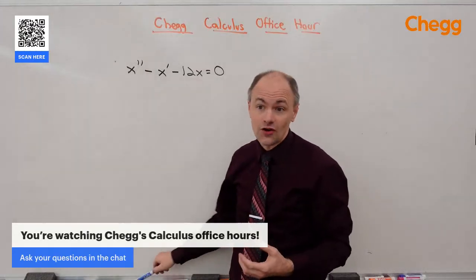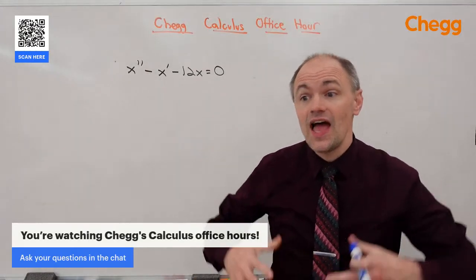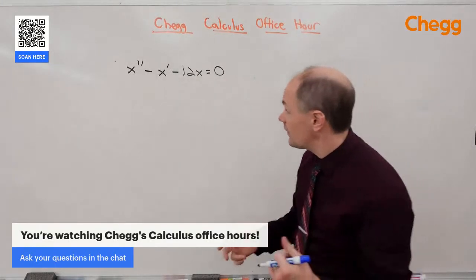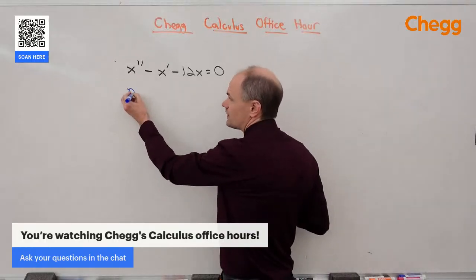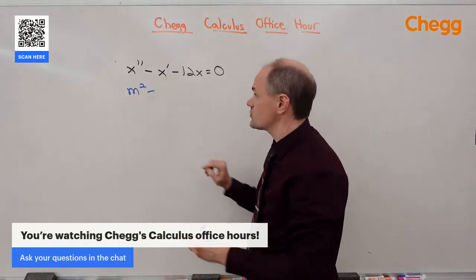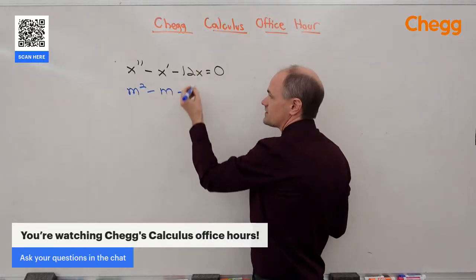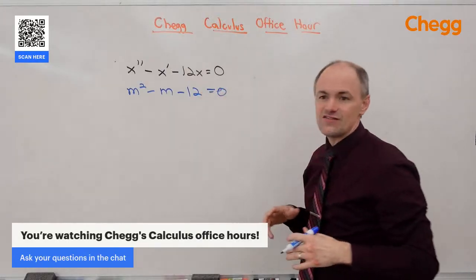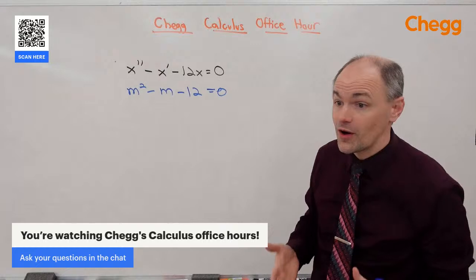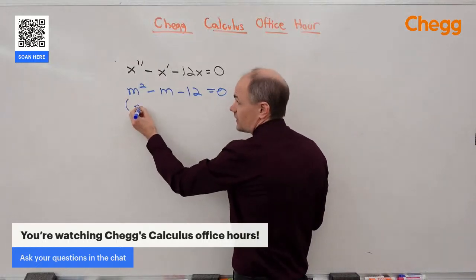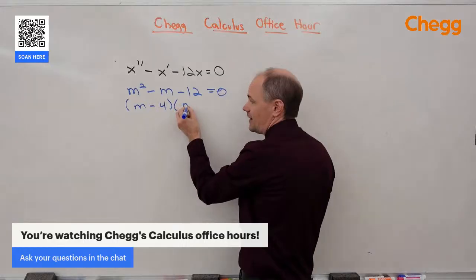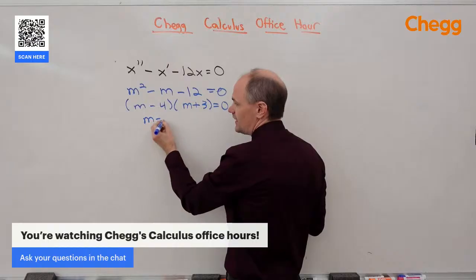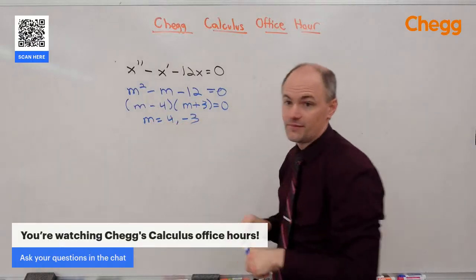What we can do to help us solve this is, instead of solving it as a differential equation, we're going to actually solve the auxiliary equation that comes from it. In other words, we're going to take the second derivative and treat it like a second power. The first derivative we're going to treat like a first power, and the 0th derivative we're going to treat like a 0th power, because that's going to give me an equation that we know how to solve from our algebra days. We can just factor this equation to get m minus 4 times m plus 3 equals 0. And solving tells us that m is 4 and negative 3.